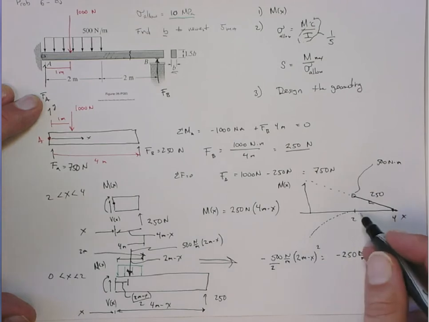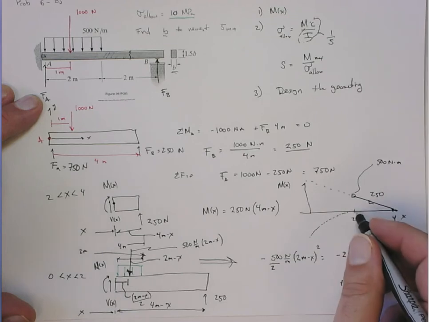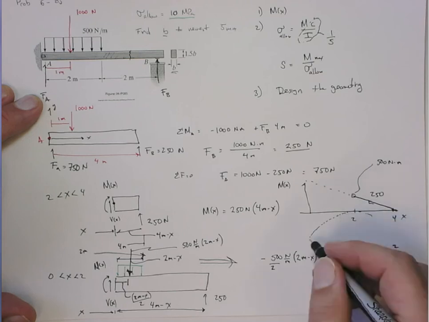And I know this is the inflection point because if I look at the derivative of this, right? The derivative of this would give me minus 500 times 2 minus x, okay? Actually, minus 1, so it becomes a positive. That's the derivative of this moment function. So you can see that actually the slope of that curve at x equal to 2 is 0. So it's a quadratic function here.